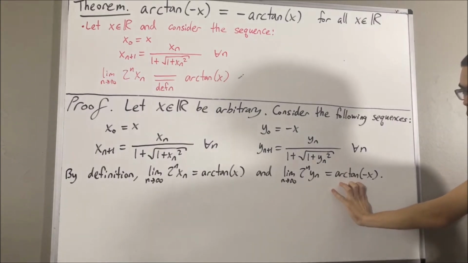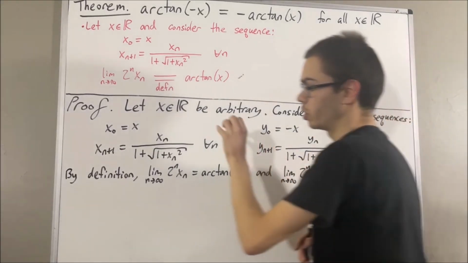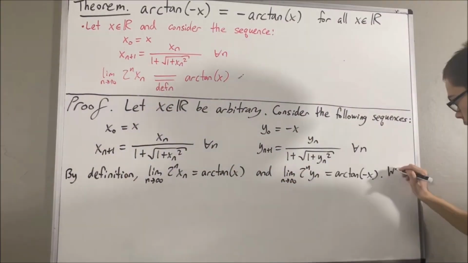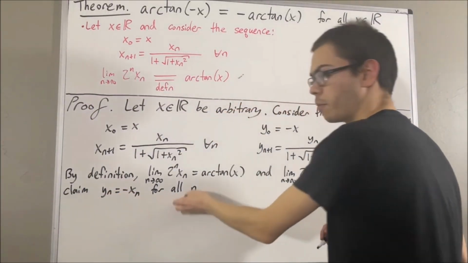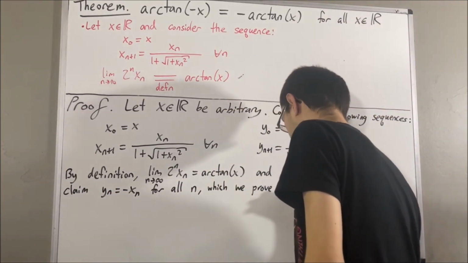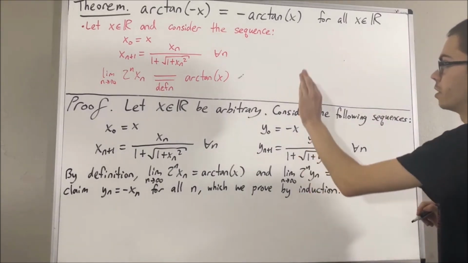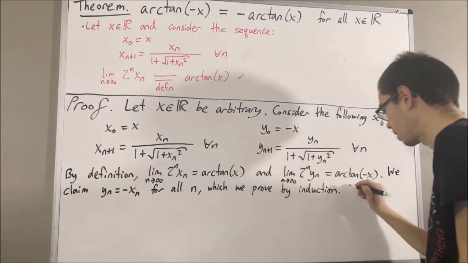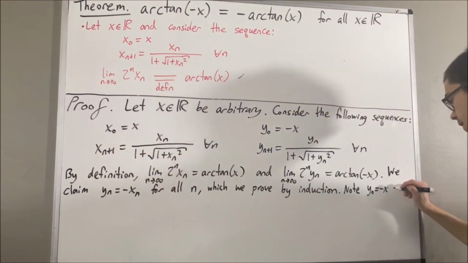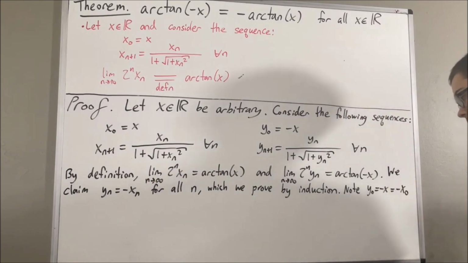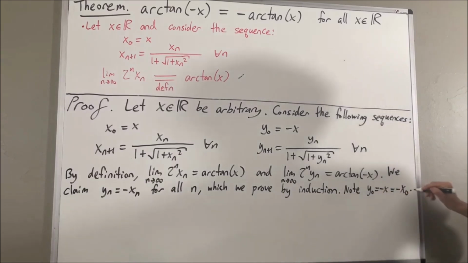To show that, what would be nice is if we could show that y_n is equal to the negative of x_n for all n. We're going to prove this by induction. The base case is pretty easy because by definition, y_0 is negative x, and x_0 by definition is x, so negative x is negative x_0. So we have y_0 is equal to negative x_0, and the base case is done.